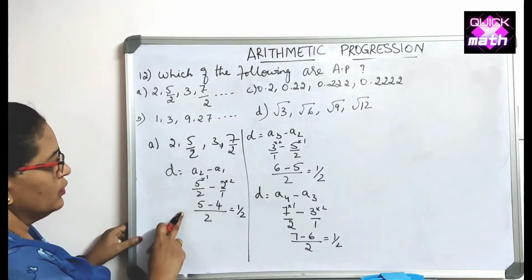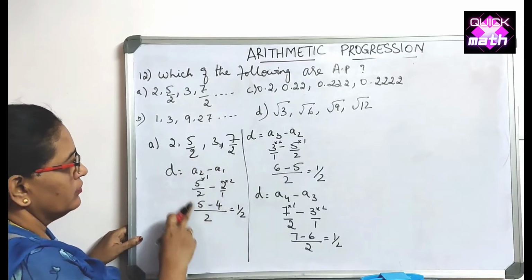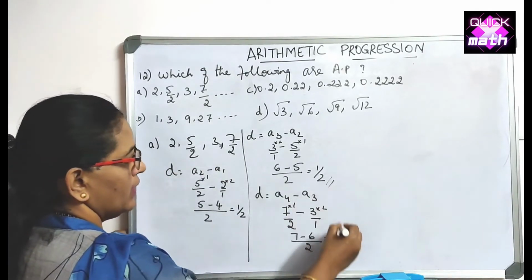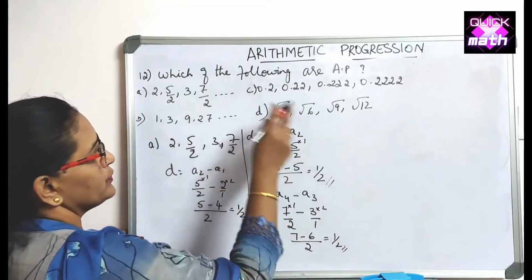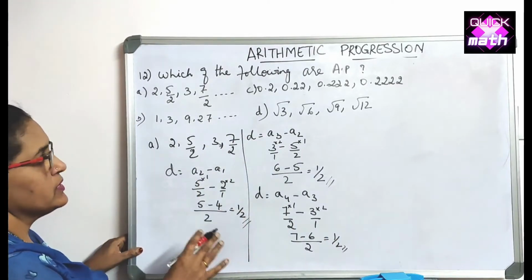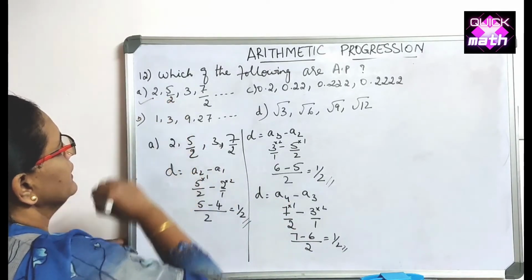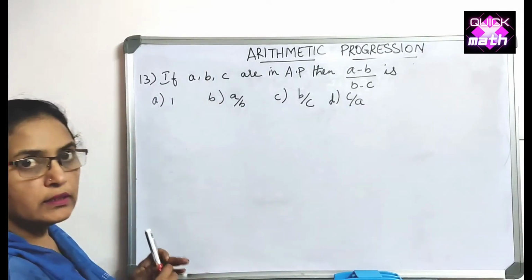Here we have solved for each term, for each number we have found out the difference. So we are getting the difference everywhere half. Among these 4 options we have to select the option which is correct. We've got for all the difference is same. So I can take the answer A. Let's solve the next question.